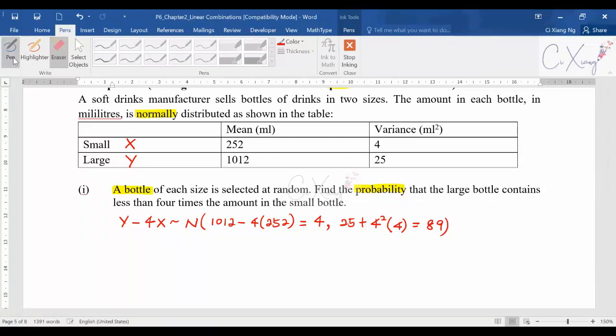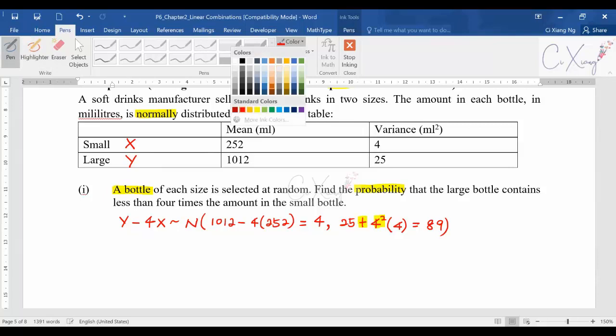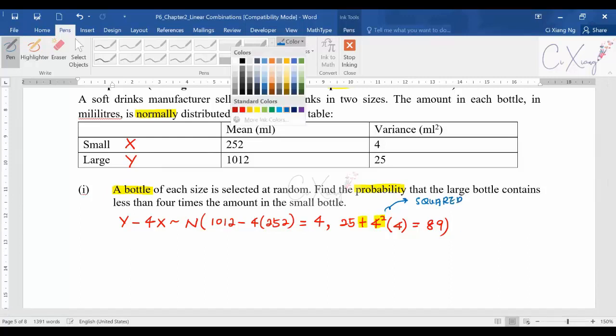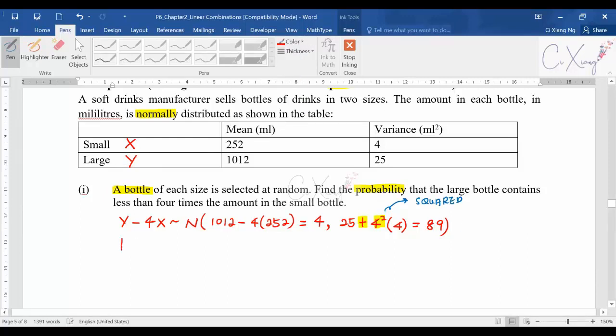Okay, so maybe for me, I will highlight the important part for you here. This one is a plus, not a minus. And this one, you need to square it up. The 4, you have to square it. So this one is squared. Okay, all right. Then now, only you start to calculate the probability.